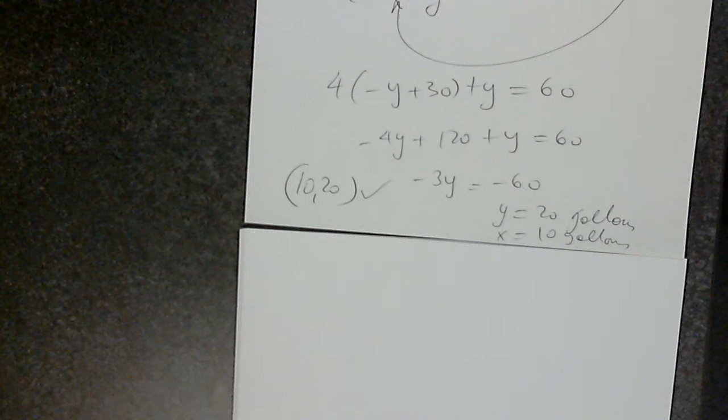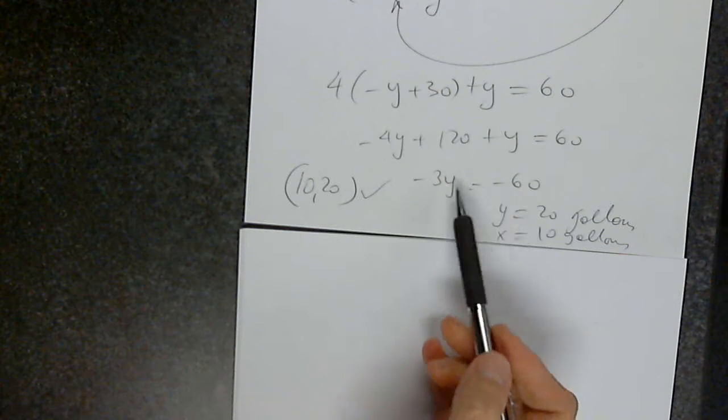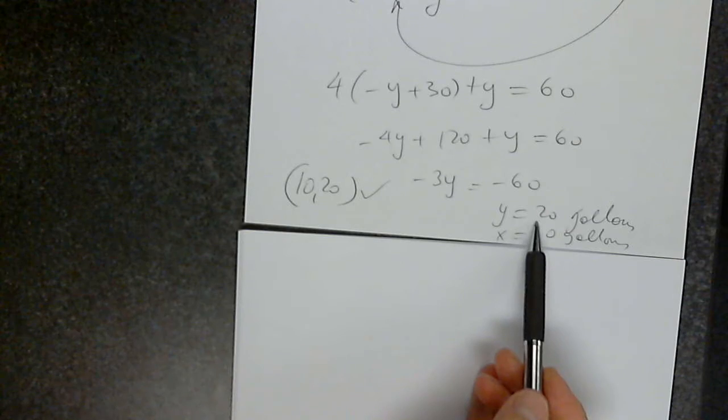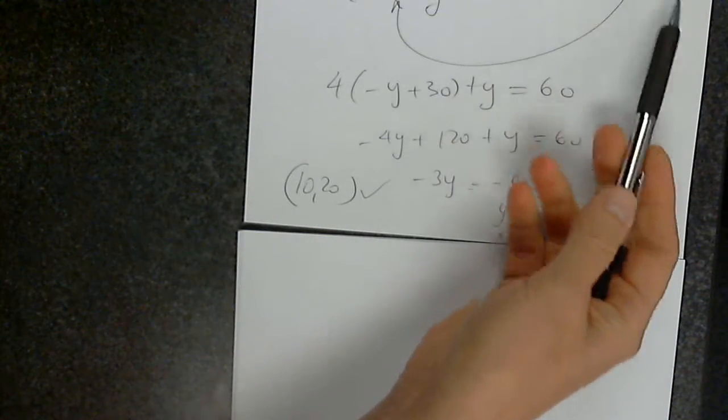I just get 10 and 20 again. I'm sorry, I forgot how you got 10. So I divide both sides by negative 3 and I get 20. And then I replace 20 here to get 10.